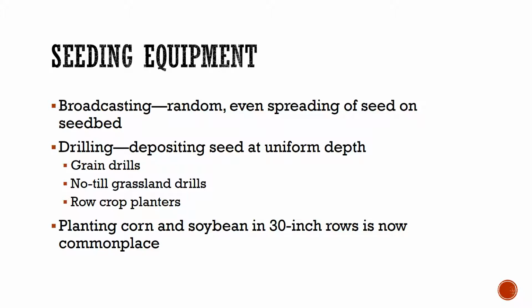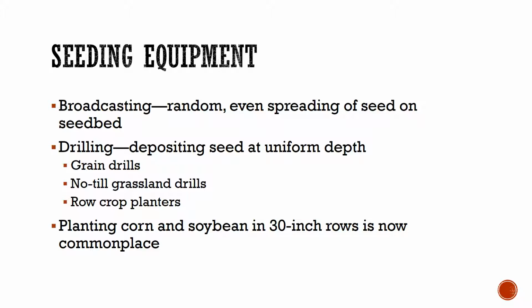But fortunately, we know if we're going to plant corn or soybeans, we'll drill it in. We're not going to broadcast it because they will not be in rows. To grow it properly, they need to be in rows, and to harvest it properly, they need to be in rows. So grain drills are used for that, no-till grass drills, and then row crop planters, which is probably the most common. And then broadcasting would be more so in a grass type setting or a pasture type setting.